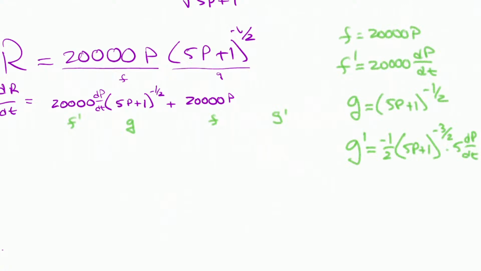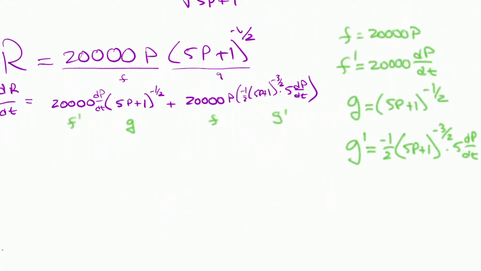Whew. Okay, so getting back here, let's see if I can cram this all in. Negative 1/2 times 5p plus 1 to the negative 3/2 times 5 dp over dt. Does that look all right? It's kind of a mess. Yes, what do you think?